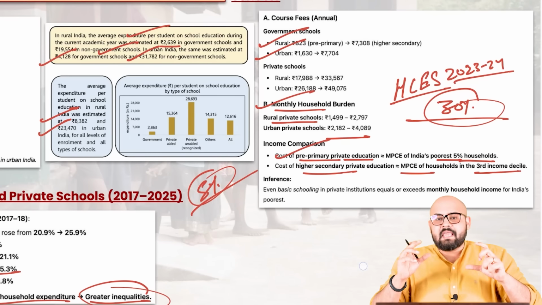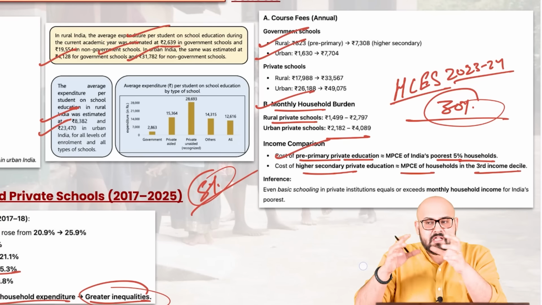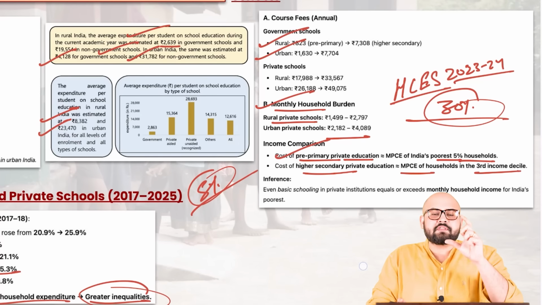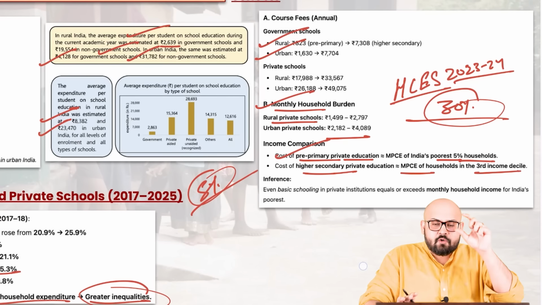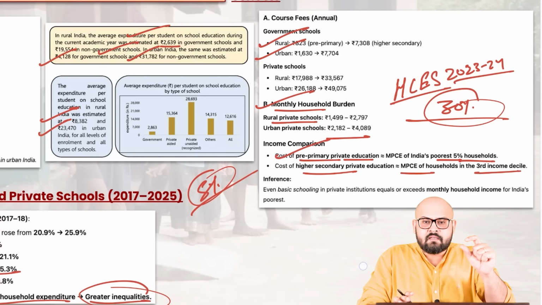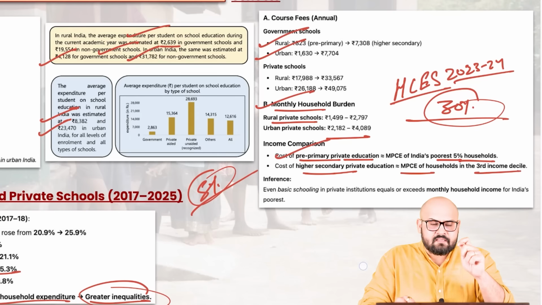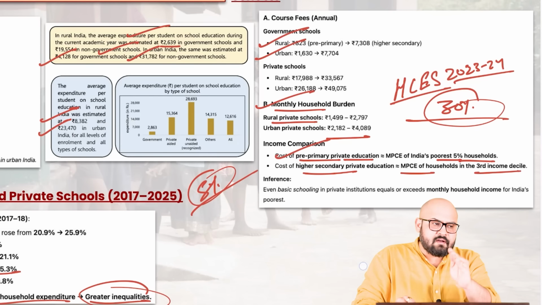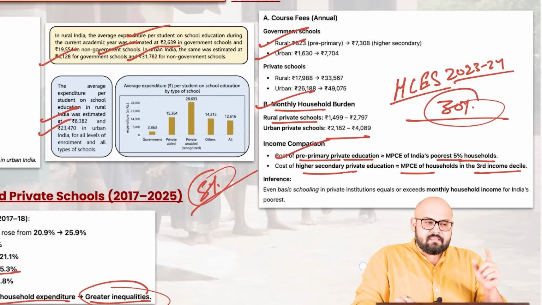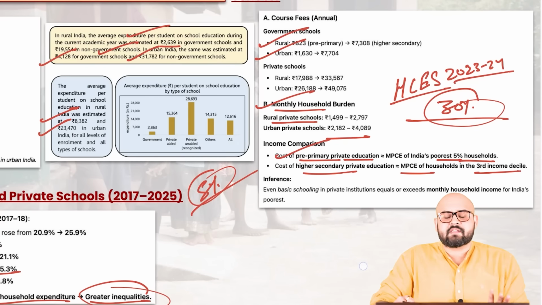Now, we are not saying that private school education must be provided. But what we are focusing upon, according to the authors, is that the quality of education being provided in these government schools is suboptimal. Because of that, the parents are being forced to send their children to private schools, and because of that, they are incurring a lot of expenses.